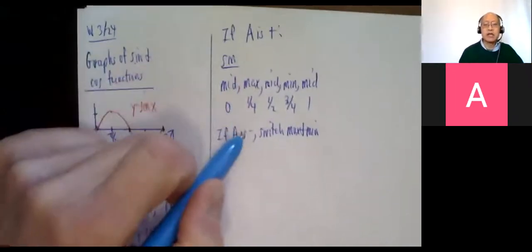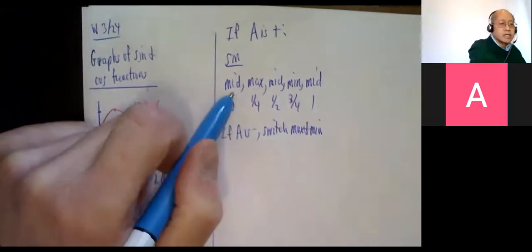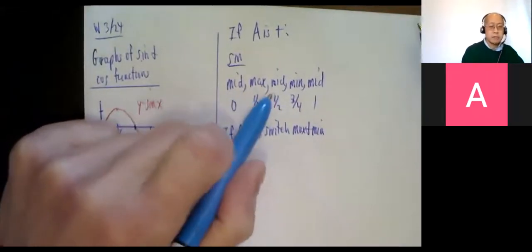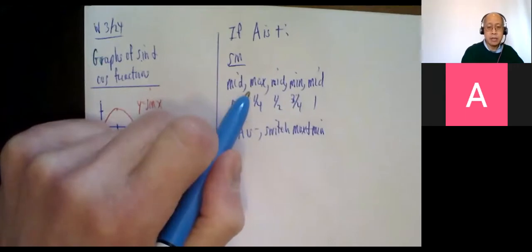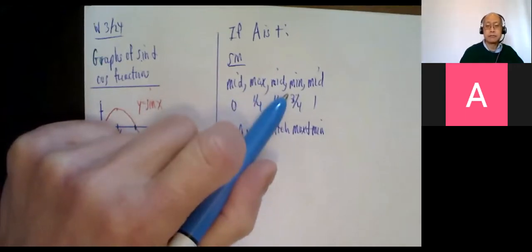If A is negative, switch to max and a min. All the midlines stay the same. There'll still be mid, mid, mid, but max becomes min and min becomes max.